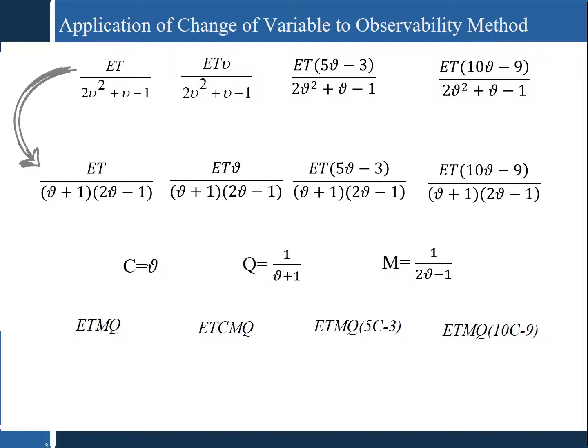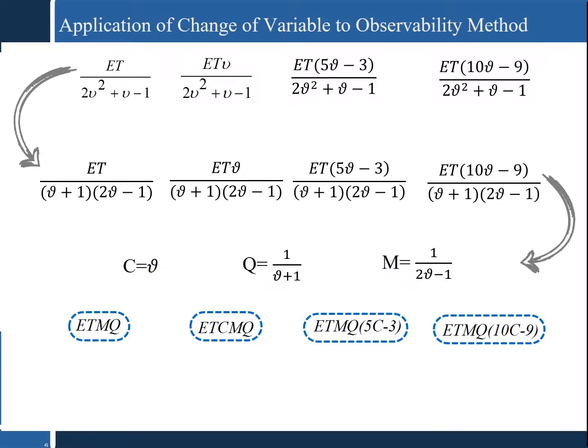Therefore, first the denominators of the fractions are decomposed, and after that, by assuming C equals nu, Q is 1 over nu plus 1, and M equals 1 over 2 times nu minus 1, the elements of the stiffness matrix will be changed to these 4 types.